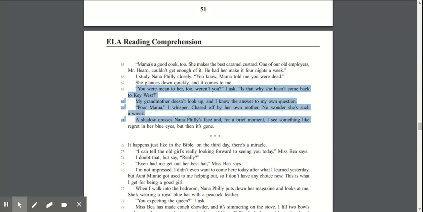"So, you were mean to her too, weren't you?" I asked. "Is that why she hasn't come back to Key West?" My grandmother doesn't look up. I know the answer to my own question.